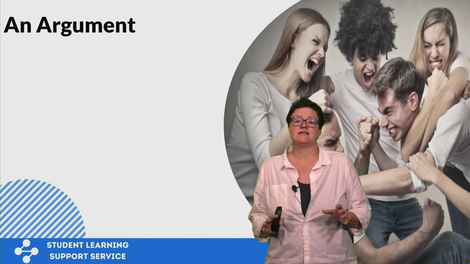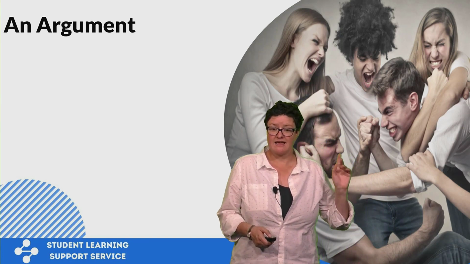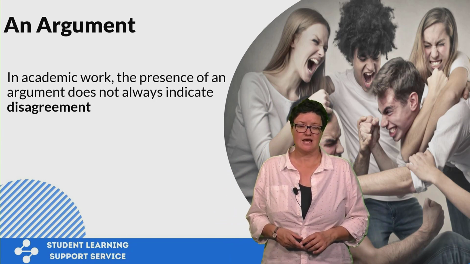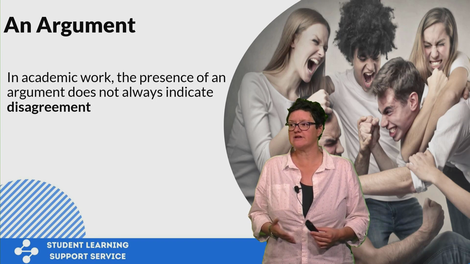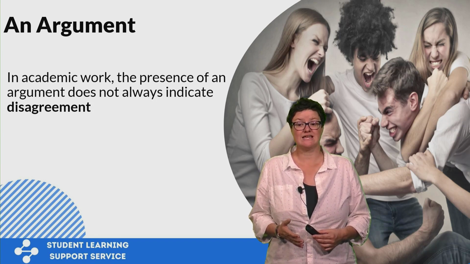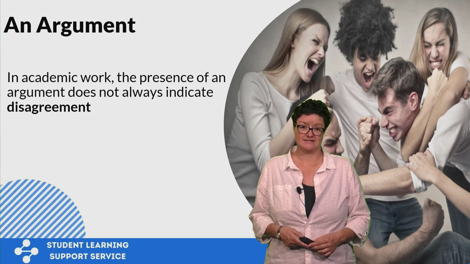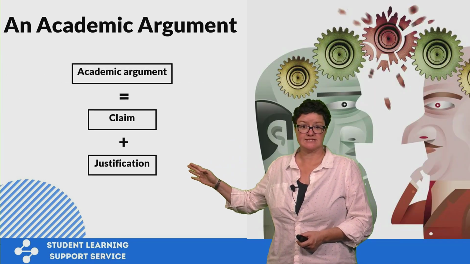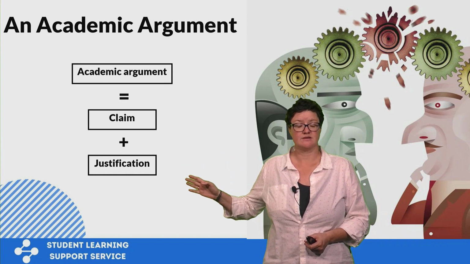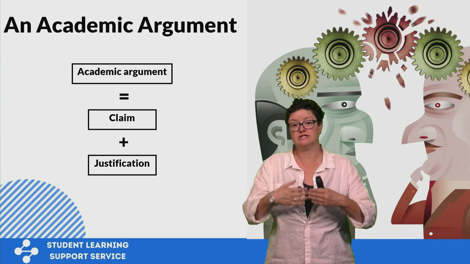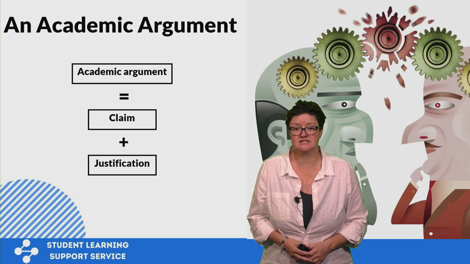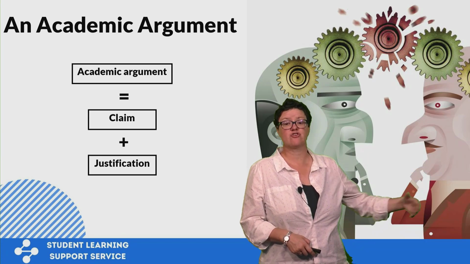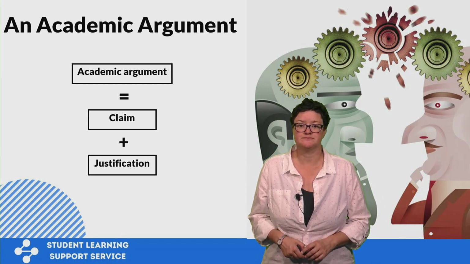What we do know is that an argument in an everyday sense is quite different to an argument in an academic context. In academic work, the presence of an argument doesn't necessarily indicate disagreement on a matter. When we think about an academic argument, we're thinking about something as simple as this. An academic argument is a claim or a conclusion that's been put forward and the justification for why we should accept, or if it's not strong enough, reject that claim.